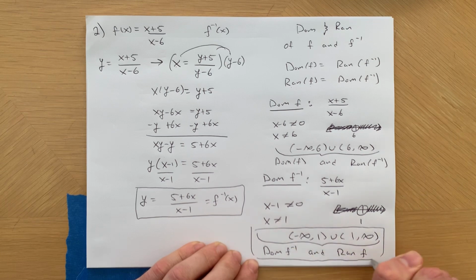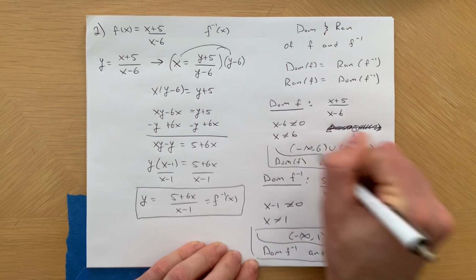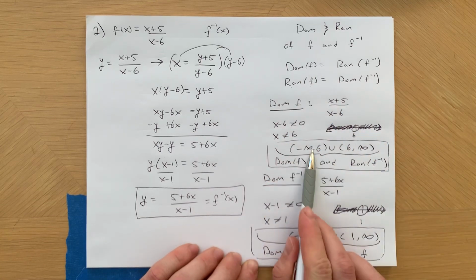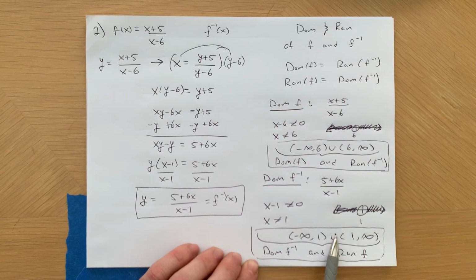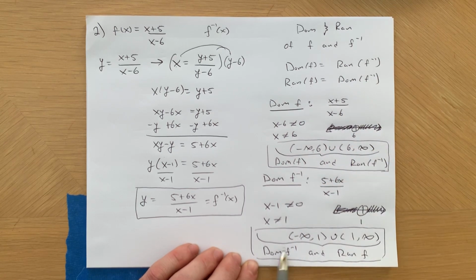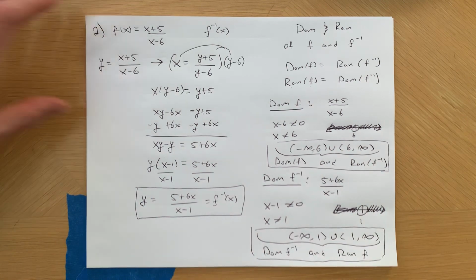And so now we have the 4 pieces that we need. The problem asked us to find the domain and range of f. So here's the domain of f, here's the range of f, and it also asked us to find the domain and range of f inverse. So here's the domain of f inverse, and again here's the range of f inverse. And so that takes care of the second problem.